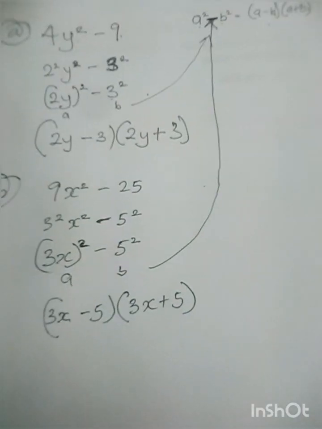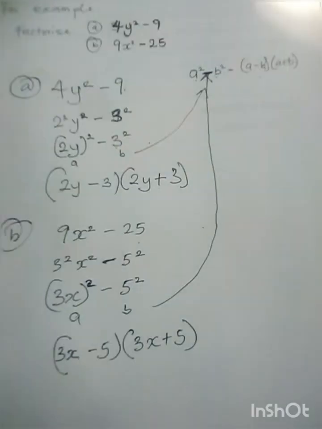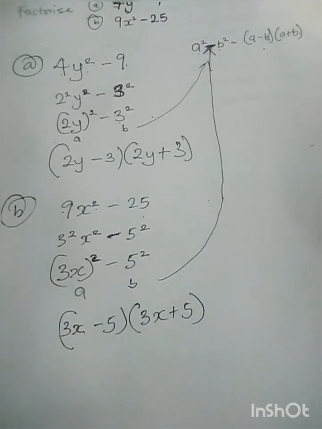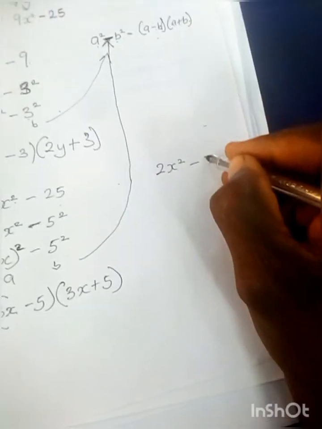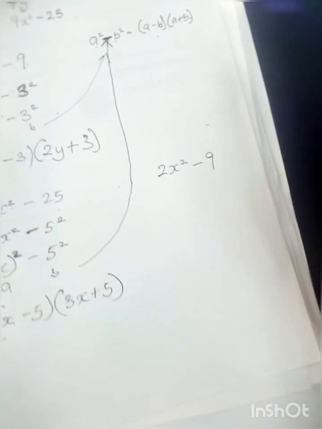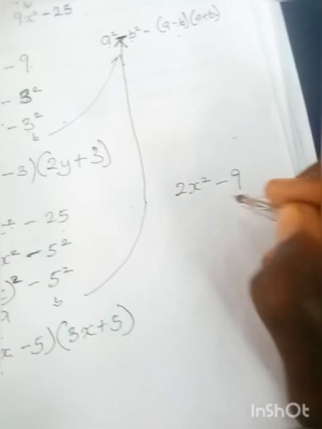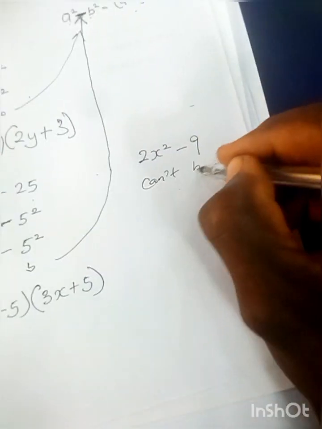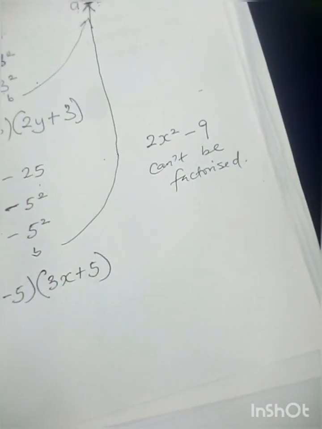It's short, right? Many people will find it difficult and say nothing is common here. Bring it out. There are some cases where nothing might be common. You just leave it that way. For example, if you have something like 2x squared minus 9, nothing is common. The only thing you can do is say 1 into this. This cannot be factorized.